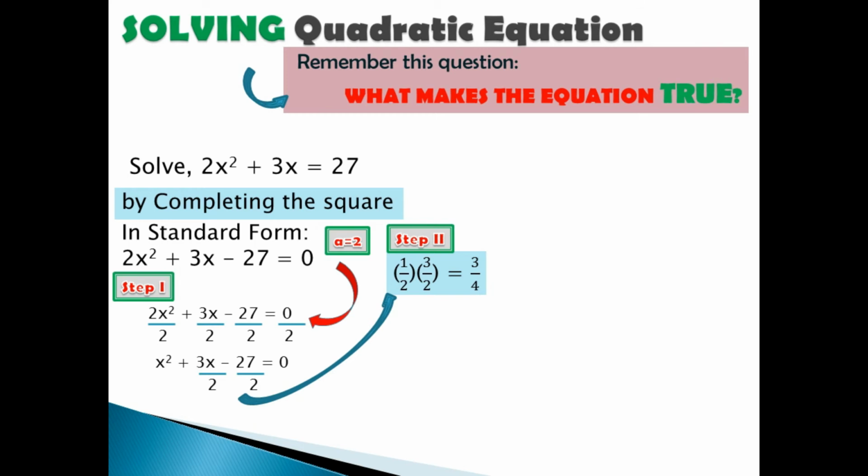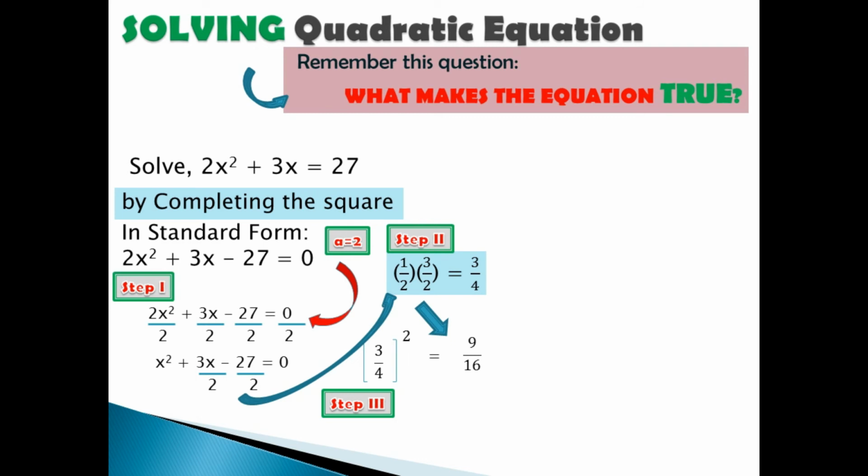Get 1/2 of 3 over 2, the middle term. 1/2 of 3 halves equals 3/4. 3 because that is 1 times 3 and 4 from 2 times 2. Get the square of 3/4, that is 9 over 16, because 3 times 3 is 9 and 4 times 4 is 16.